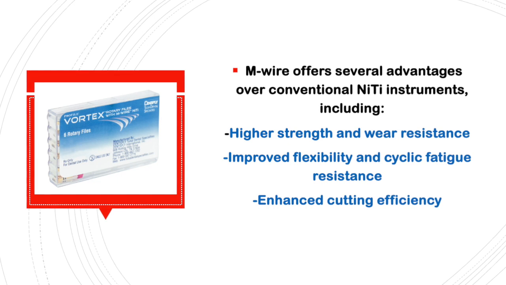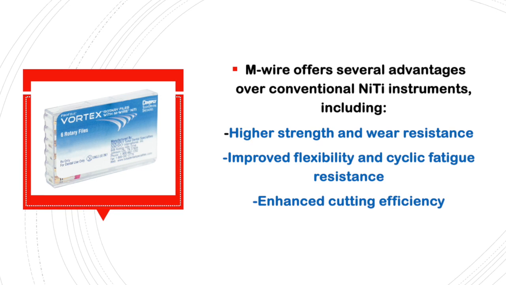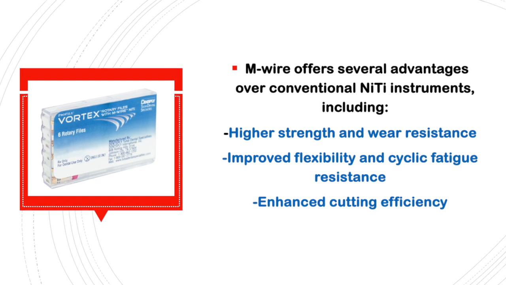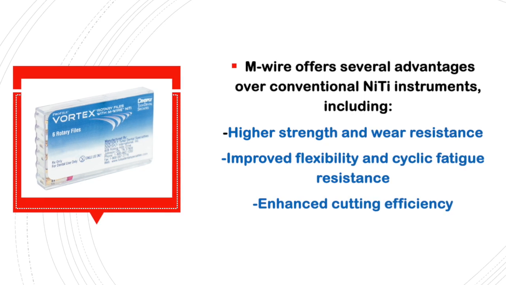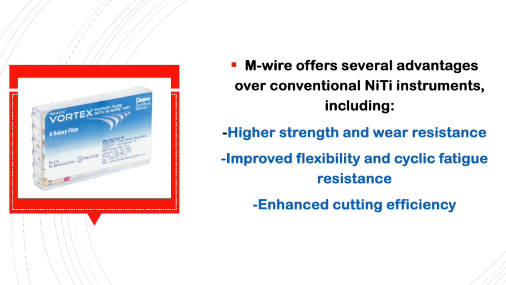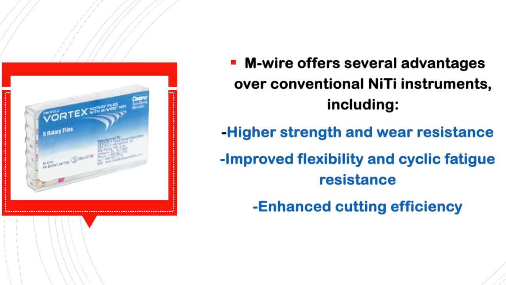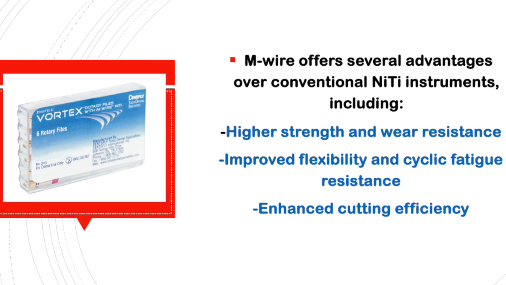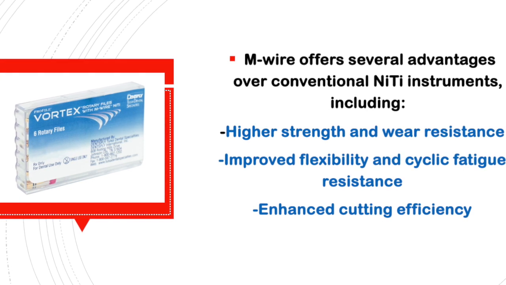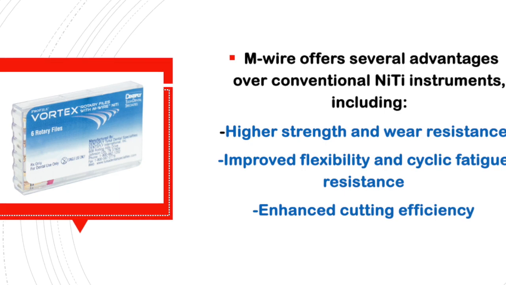M-Wire offers several advantages over conventional NiTi instruments, including higher strength and wear resistance, improved flexibility and cyclic fatigue resistance, and enhanced cutting efficacy. There are several popular rotary file systems that utilize M-Wire technology, such as Profile GT series, Vortex file, ProTaper Next, Reciproc, and Wave One.